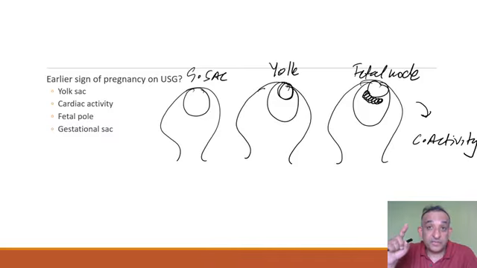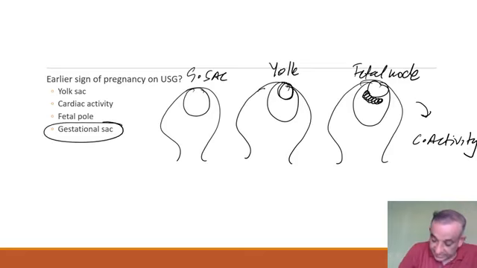What is the first method by which you can document a fetal heart rate? Yes, transvaginal sonography. All right, so let's move on. Earliest sign is a gestational sac. D is the answer here.